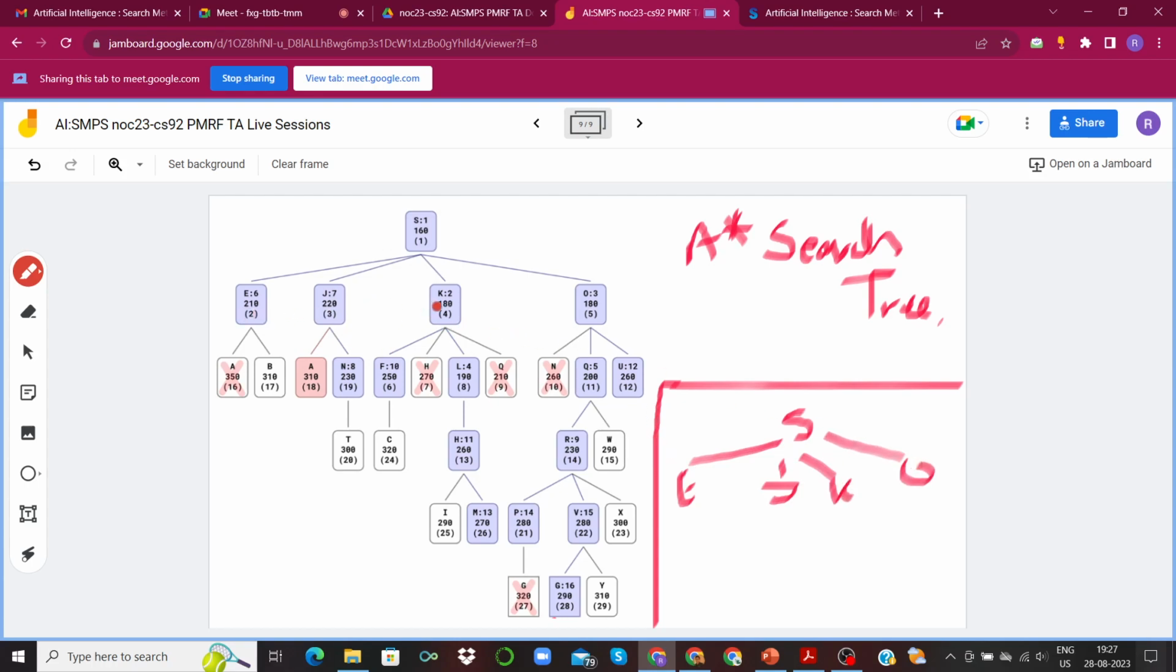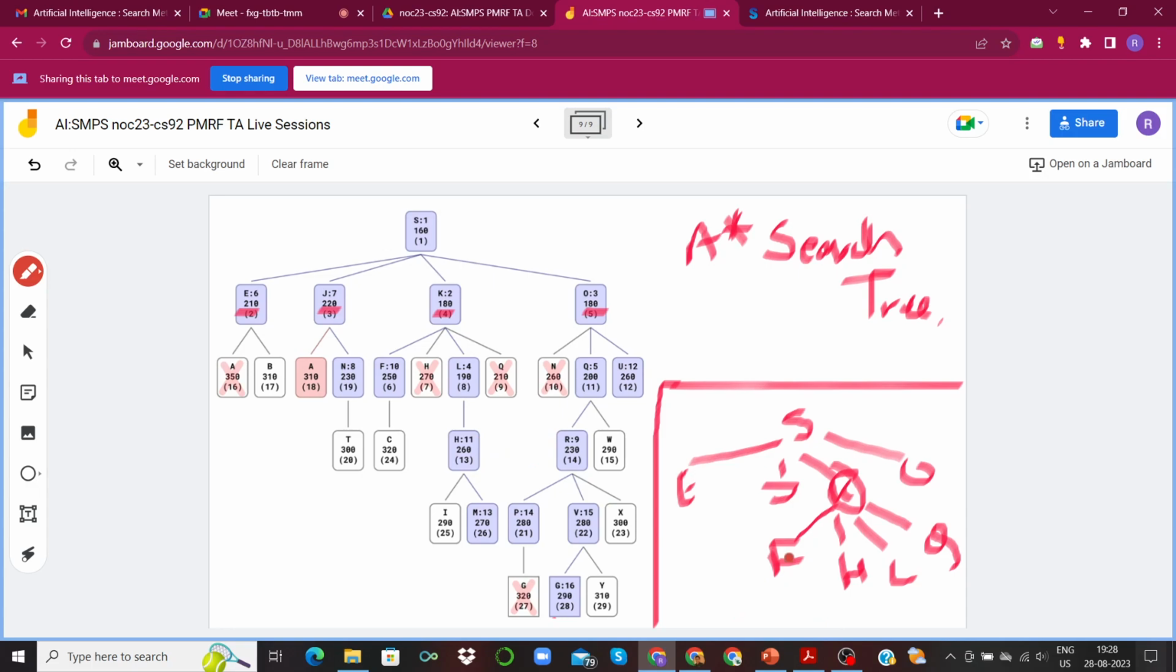So out of E, J, K, and O, the most promising looking solution is which one? E has cost 210, J has cost 220, K has cost 180, and O has cost 180. So again, because K appears alphabetically before O, we are choosing to explore K next, right? So K has children now, F, H, L, Q. For the time being, ignore this red cross mark given on this H and Q. I'll come to that. So K has children F, H, L, and Q.